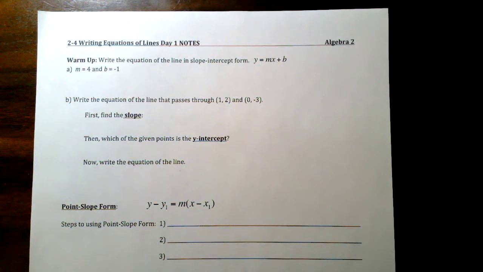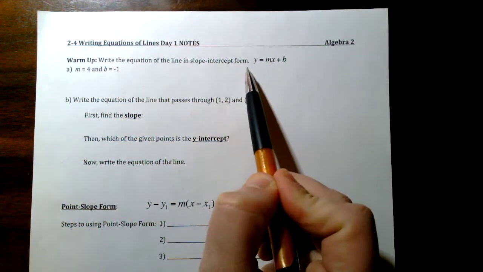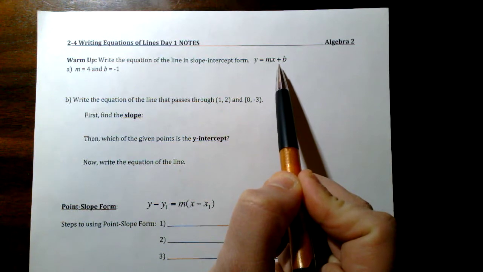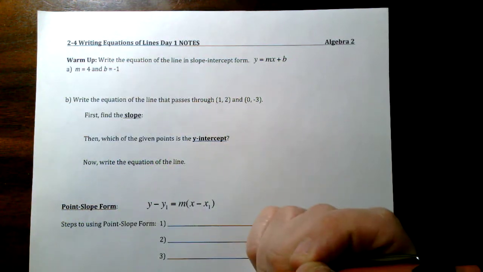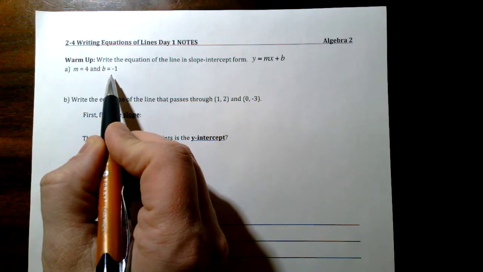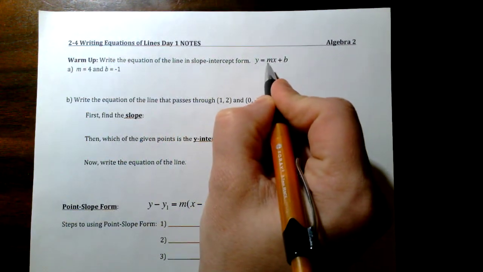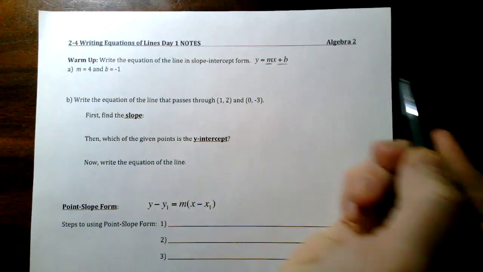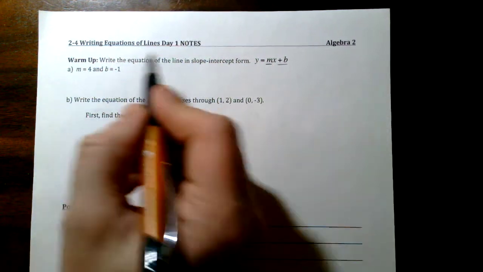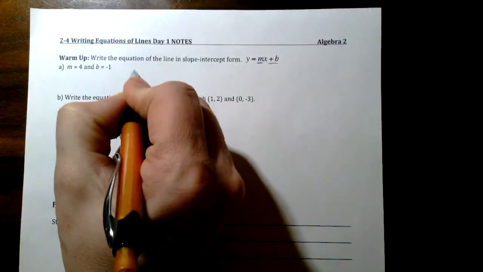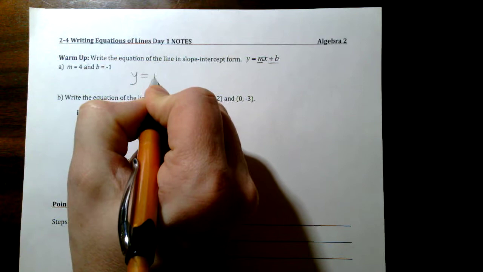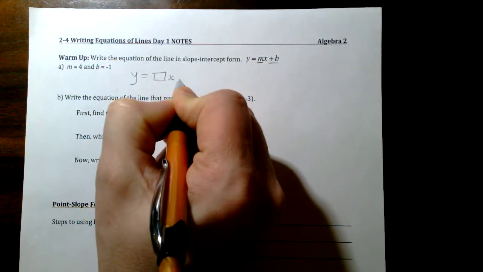Today we're going to be writing equations of lines given different information. So we've written equations of lines in y equals mx plus b given a graph or given information related to m and b. Here's an example of that. The goal here is to substitute in. We're always substituting in the m and the b given m and b.